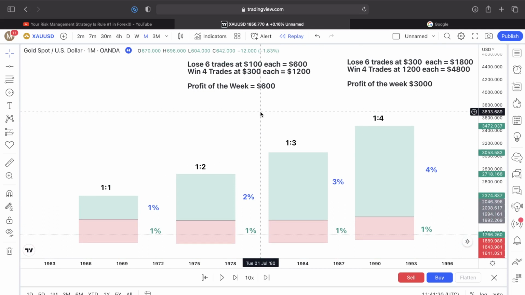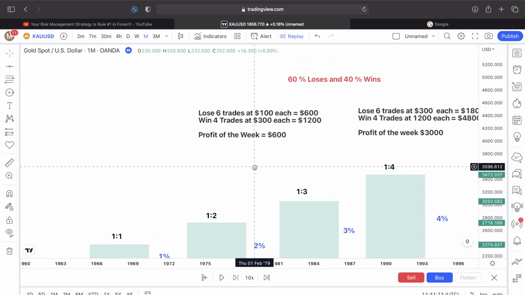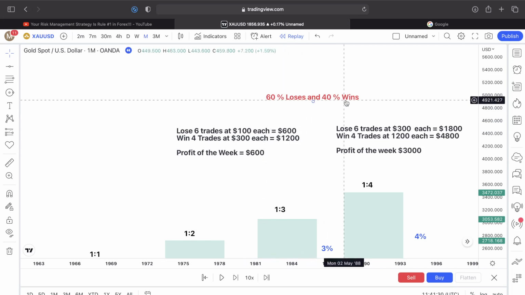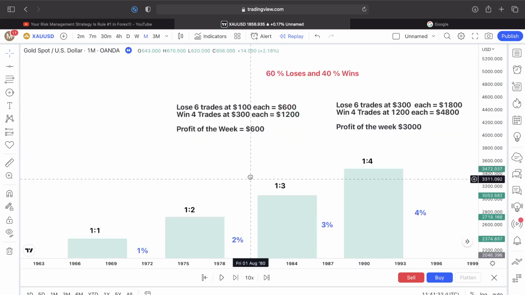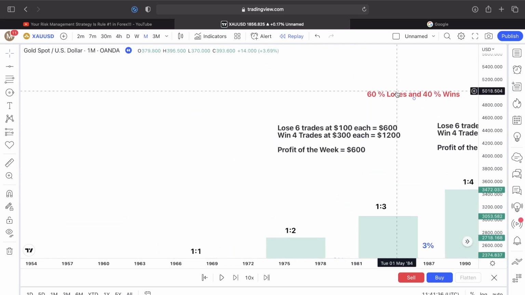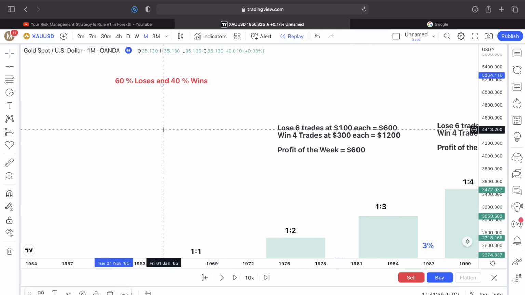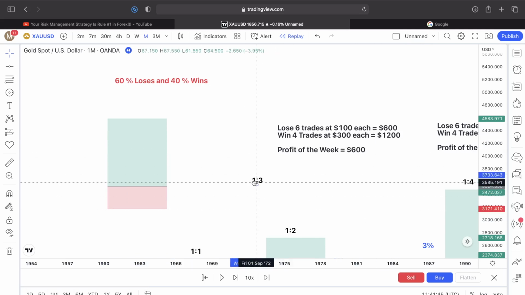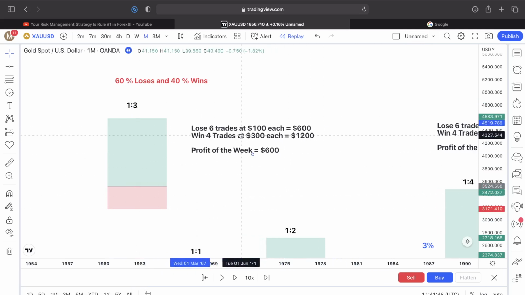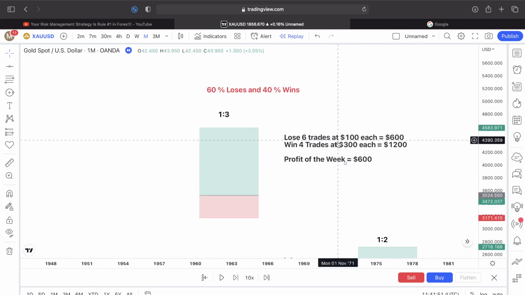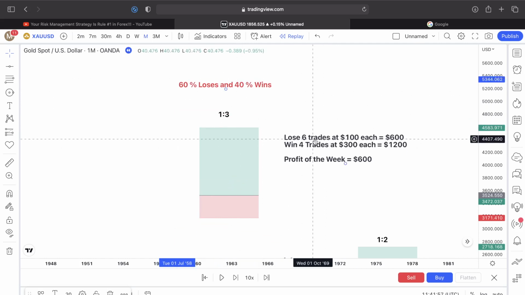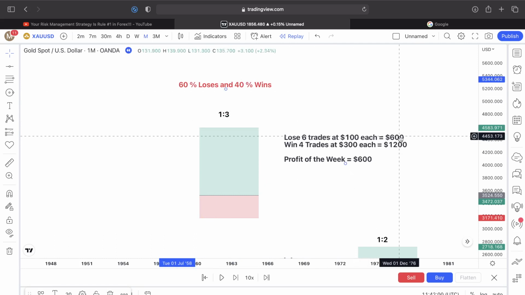So we give one example. Let us say you lose 60% of all the trades, and you only win 40, and your risk reward is 1-to-3. So now let's see what happens. If you lose 60% and win 40, you lose 6 trades, each of $100, so you have lost $600. That will be your minus.